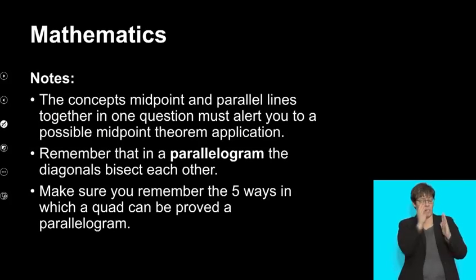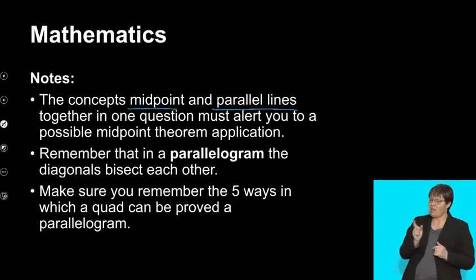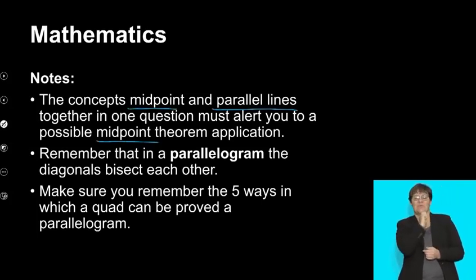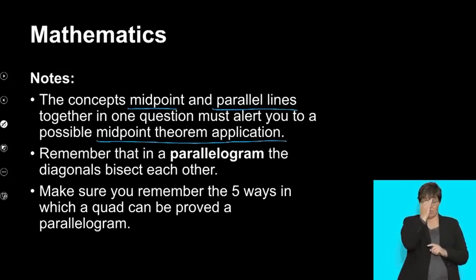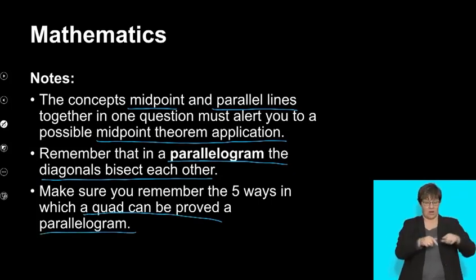The note that you need to know before you can even solve this is that the concept of midpoint and parallel lines already tells us that there's a possible way of using the midpoint theorem, as an application of it, right? You also need to remember that in a parallelogram, the diagonals normally bisect each other. That is very key. Also, you need to remember the 5 ways in which a quad can be proved to be a parallelogram.